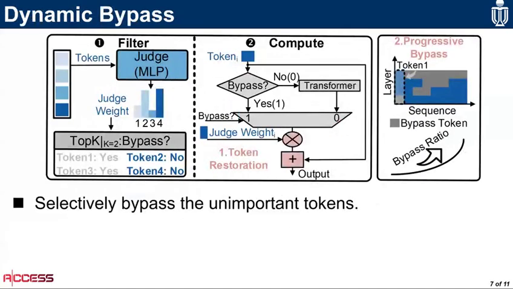This slide illustrates the working process of dynamic bypass, which selectively skips the whole transformer layer for those unimportant tokens.